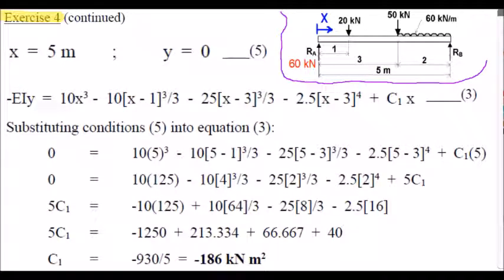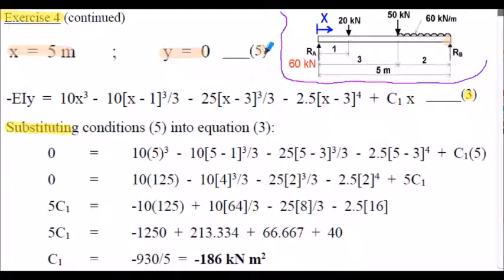Exercise 4 continued. Just repeated item 5 from the previous slide. That's the boundary condition when x is equal to 5, the y is equal to 0. That's at this point here. I've also repeated equation 3 again for convenience. Notice I've ignored the c2 constant because we know that's 0 now.